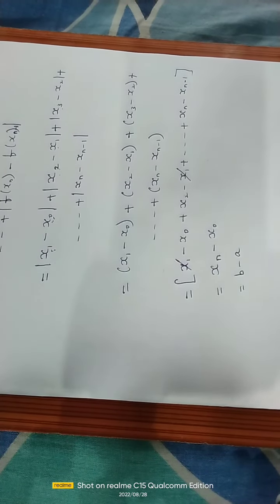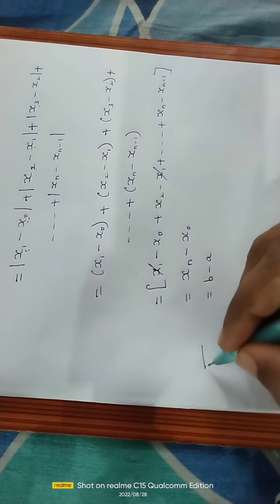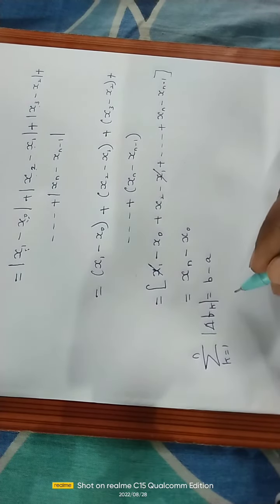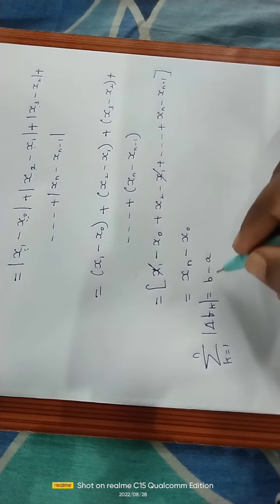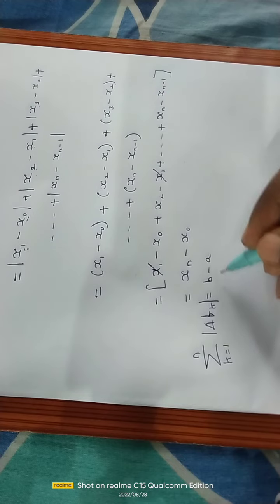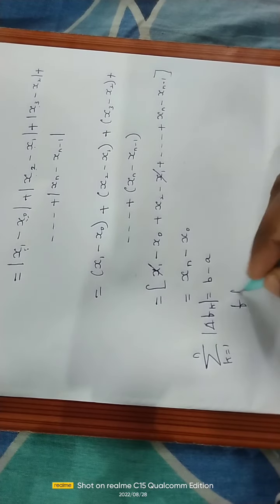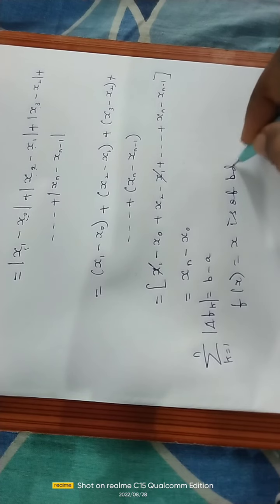So summation k equal to 1 to n mod del fk is equal to b minus a. B minus a is definitely a real number greater than or equal to 0. Definitely it should be greater than or equal to 0. B minus a will be a real number greater than or equal to 0, which implies my function f of x equal to x is of bounded variation.